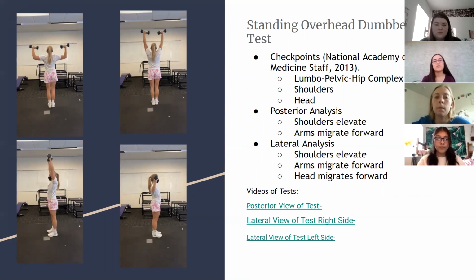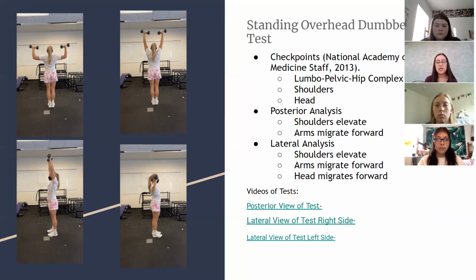And then for our second assessment, we went ahead and did the standing overhead dumbbell press test. First, we want to talk about how research suggests that completing overhead dumbbell presses is safe to complete in order to optimize range of motion. So we went ahead and did this test. There are 3 checkpoints, which are the lumbopelvic hip complex, the shoulders, and the head. For the first checkpoint, in both the posterior and lateral analysis, there were normal findings overall. There was no compensation, and this means that there was no low back arching.